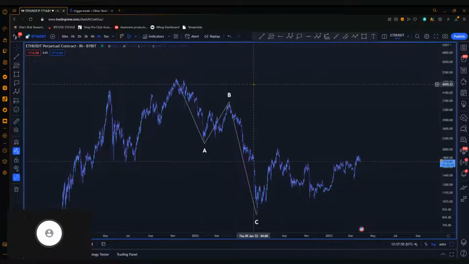But for ETH at the moment, a similar situation to BTC. We're going to take a swig of water. Hold on.